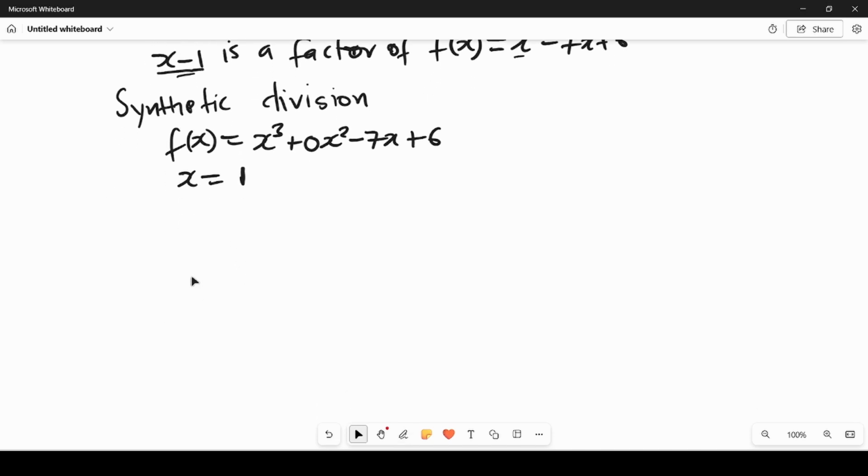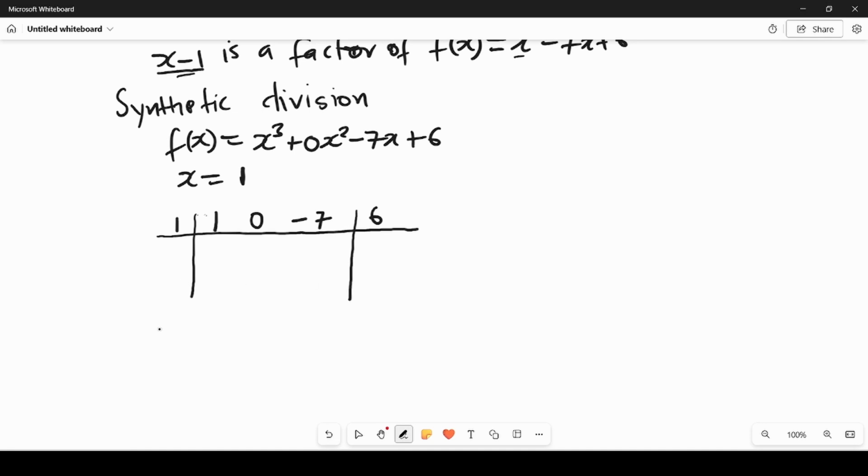And then you draw this table like this. You draw a line like this, then you draw another line like this. Here you put the value of x, which is 1. Then here you put the coefficients of the polynomial. The coefficient of the highest power of x is 1, followed by the second, which is 0, the third, minus 7, and the fourth, a constant 6. Once you write the constant, you close it out with another line.